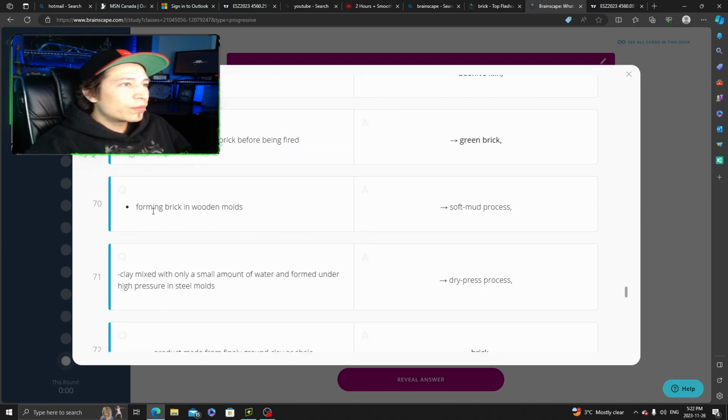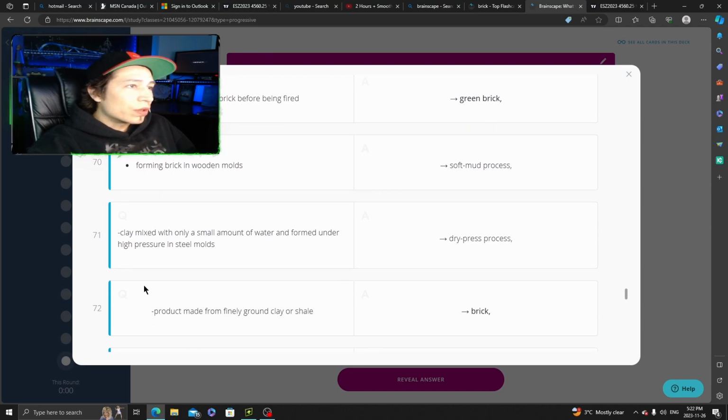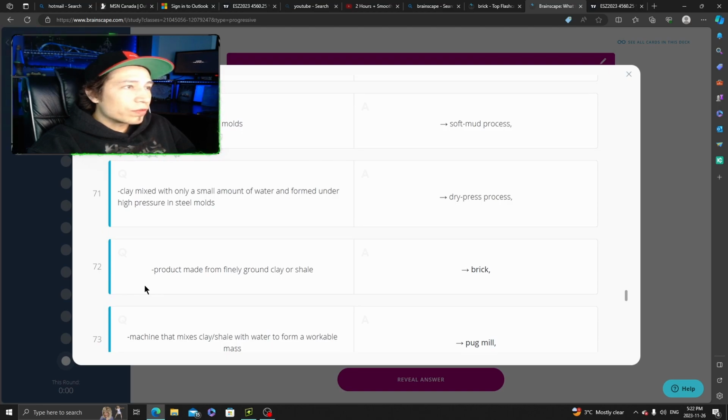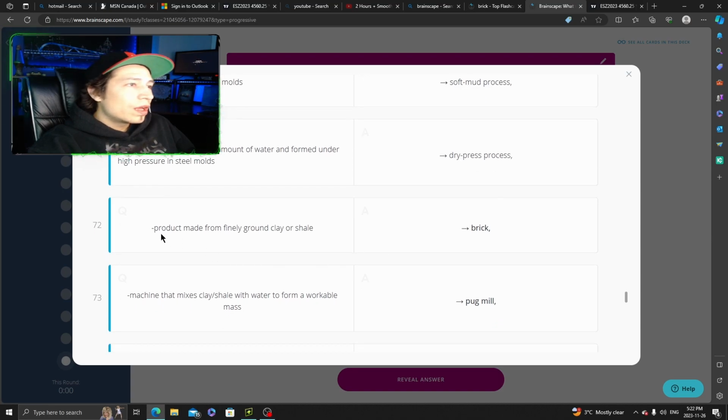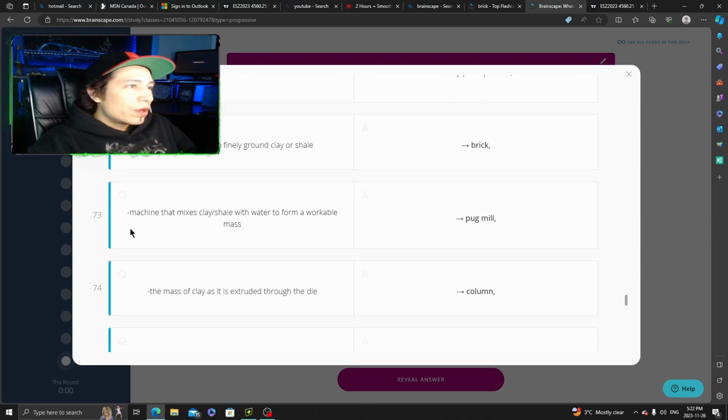Forming brick in wooden molds is known as the soft mud process. Clay mixed with only a small amount of water and formed under high pressure in steel molds: dry press process. Product made from finely ground clay or shale: brick. Machine that mixes clay or shale with water to form a workable mass: pug mill.